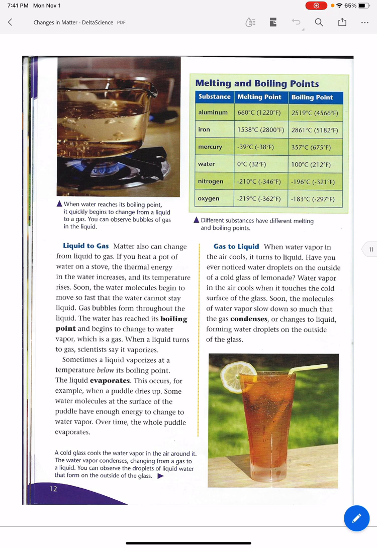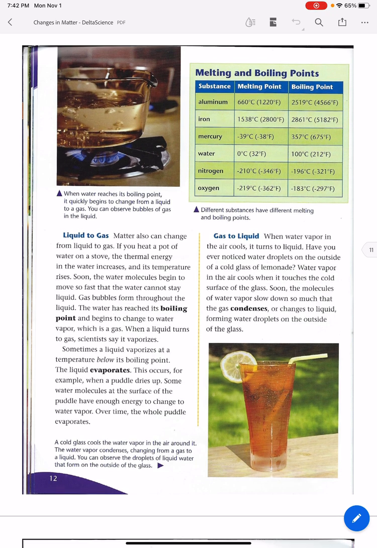Water, melting point 0 degrees Celsius, 32 degrees Fahrenheit; boiling point 100 degrees Celsius, 212 degrees Fahrenheit. Nitrogen, melting point negative 210 degrees Celsius, negative 346 degrees Fahrenheit; boiling point negative 196 degrees Celsius, negative 321 degrees Fahrenheit. Oxygen, melting point negative 219 degrees Celsius, negative 362 degrees Fahrenheit; boiling point negative 183 degrees Celsius, negative 297 degrees Fahrenheit.